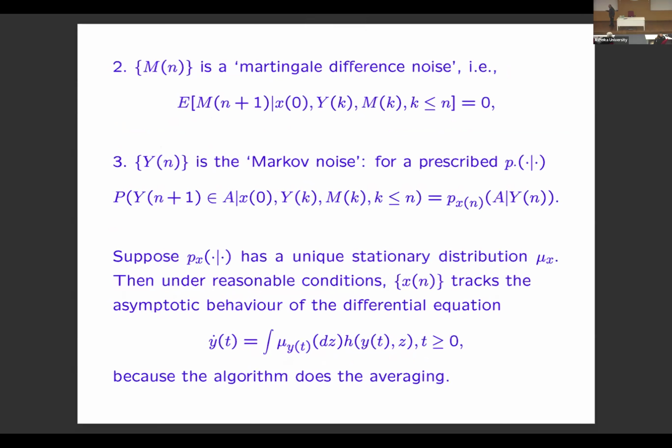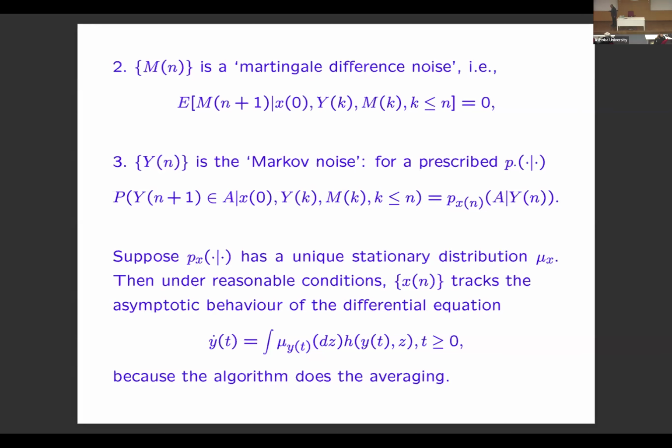Now, Yn is Markov noise in this sense. This is just a definition. It's kind of like a Markov chain, except that the transition probability depends on the current iterate. This I'm going to drop. Actually, this is excessive generality for what I am going to use. So suppose Px has a unique stationary distribution mu sub x. This is the main thing I want to use. Under reasonable conditions, the Xn tracks the asymptotic behavior of this differential equation.